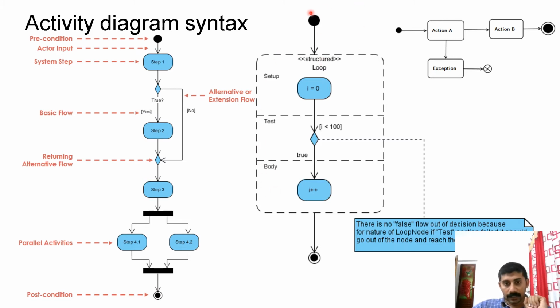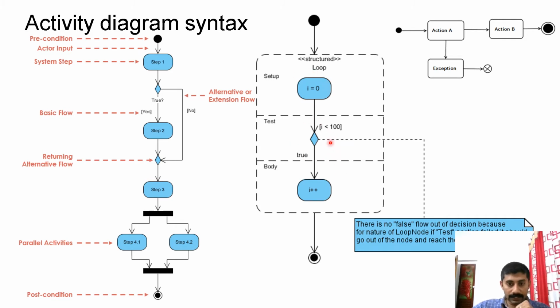This is the start of your activity diagram. Then this dashed, curved rectangle represents the loop. The first part is the loop setup, that is the loop initialization. In a for loop you have initialization, condition, and then the loop body. In the same way, this is the loop setup, initialization.